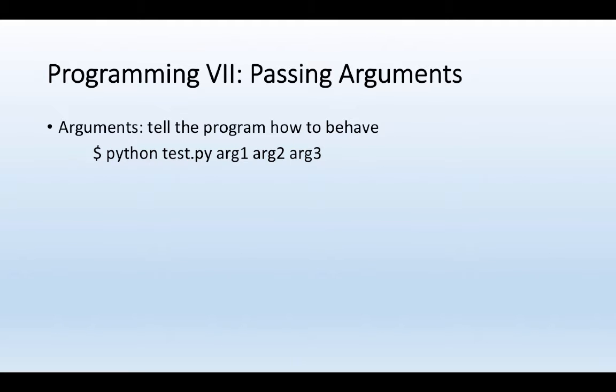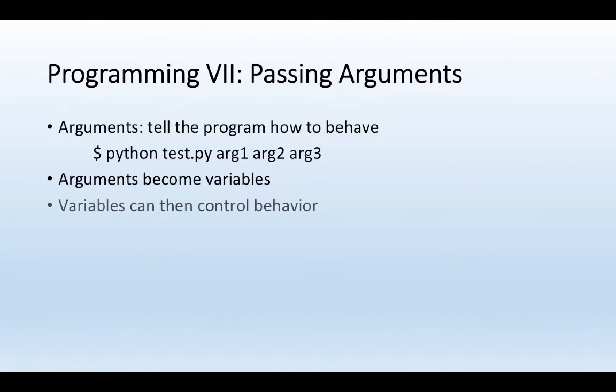But in this case, we're actually interested in arguments that may affect the programs that we're writing. They allow us greater flexibility and greater opportunity to write more complex and more interesting programs. And basically, how do we do that is when you give an argument on a command line, such as above, in this example, arguments will then be imported into your program and become variables within your program. These variables can then be used to control the behavior of your program.